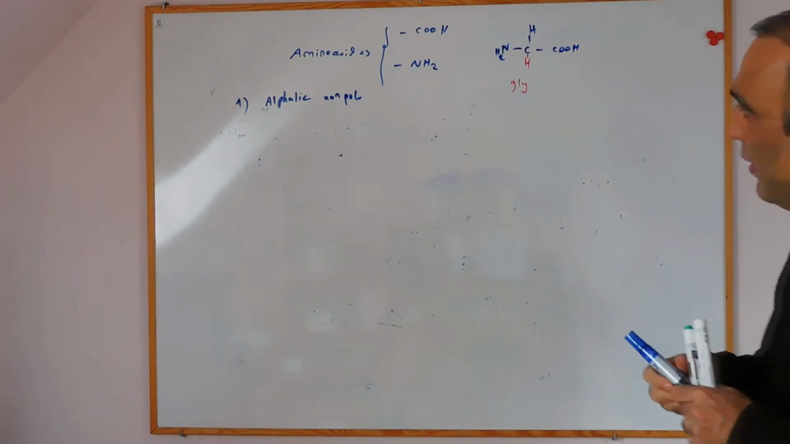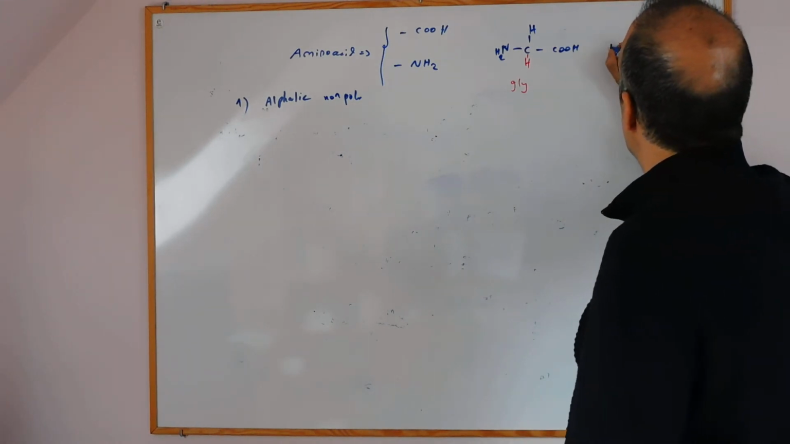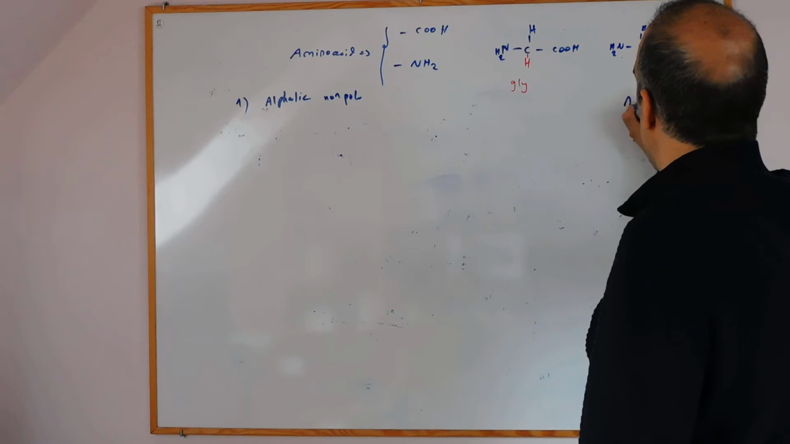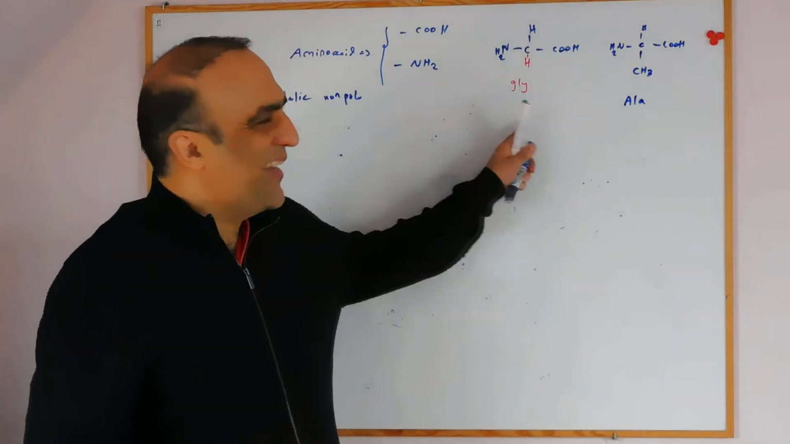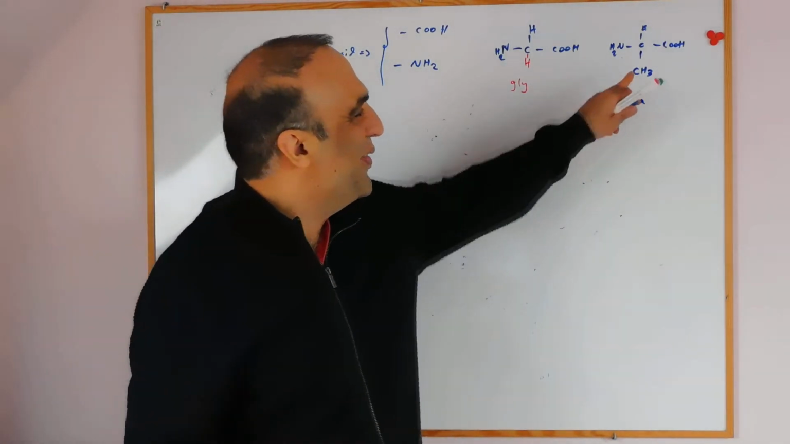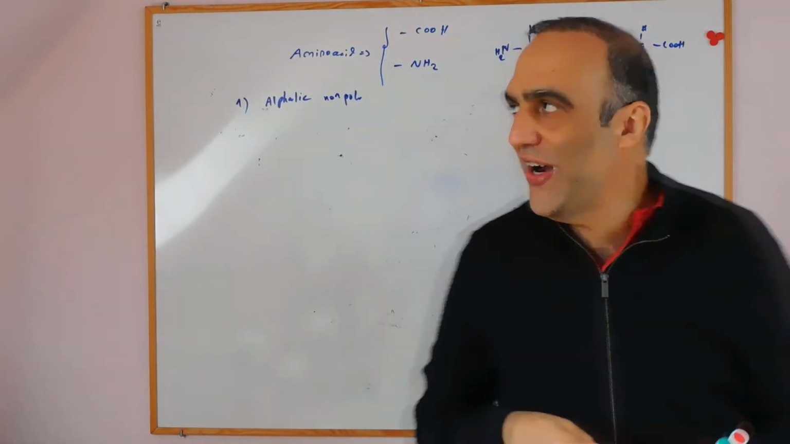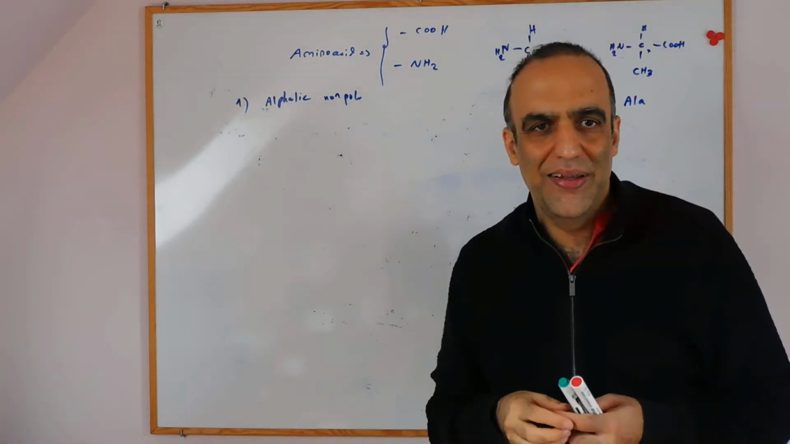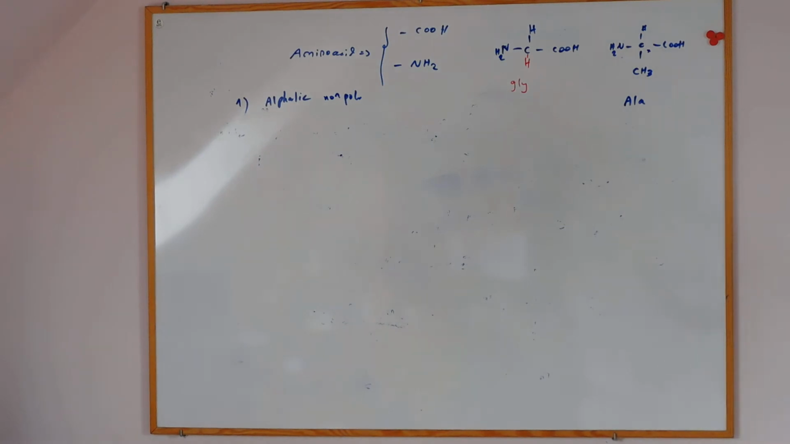Okay, the second amino acid from the aliphatic nonpolar group is alanine. In alanine, the R group is the methyl group. As you see here from the chemistry, the acidity of glycine is more than alanine because this R group decreases acidity. But alanine is a chiral compound because the 4 groups on the alpha carbon are different. And it's very easy.